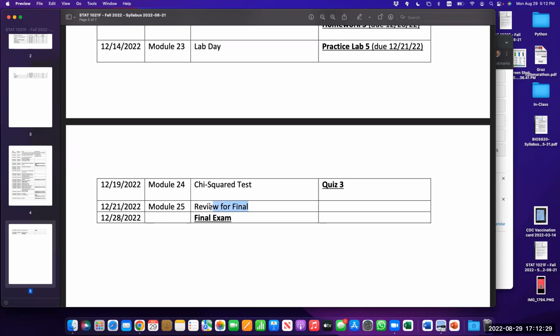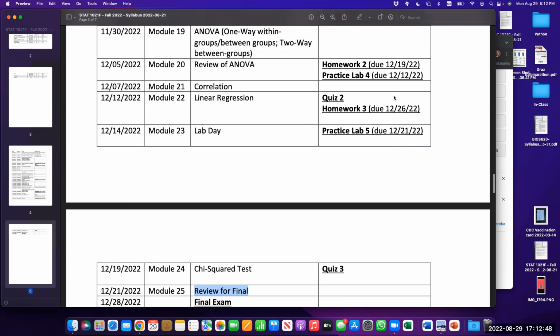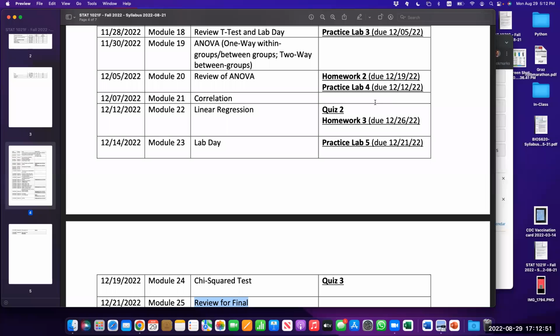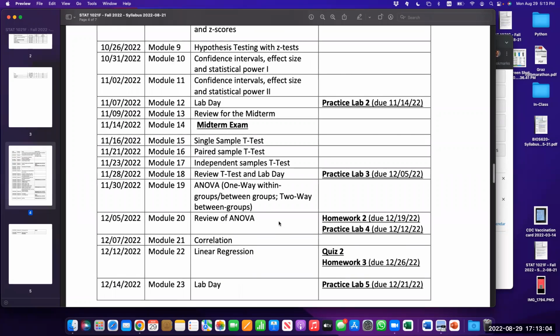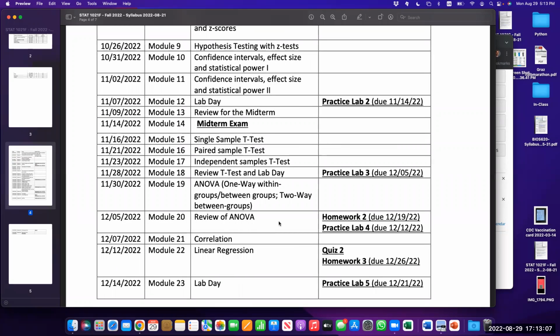Then we're reviewing shortly before Christmas, and then we have the final exam on 12/28. Any questions on that? So again, the deliverables are essentially three homeworks and five practice labs. For the practice lab submissions, you just need to follow along with me in class and do the practice labs and then submit whatever we coded. I will want to see that you followed along.